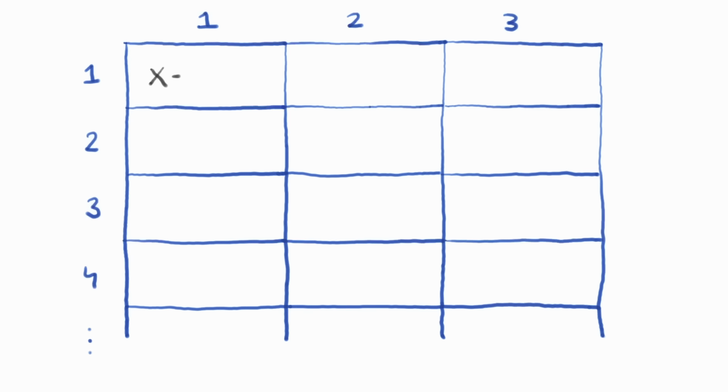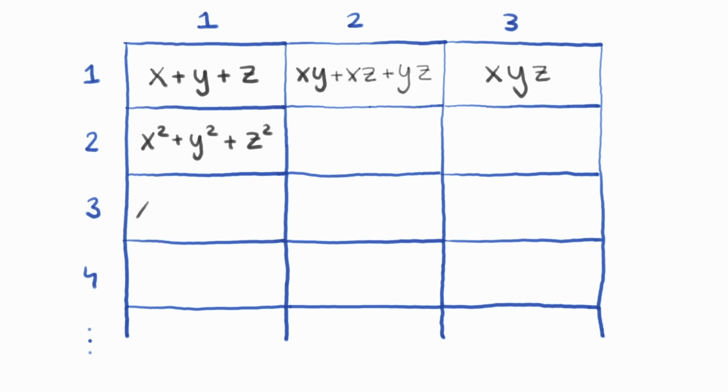We're going to start by constructing a little table. Across the first row, we arrange the elementary symmetric polynomials in three variables. Down the first column, we enumerate the sums of powers of three variables in ascending order.